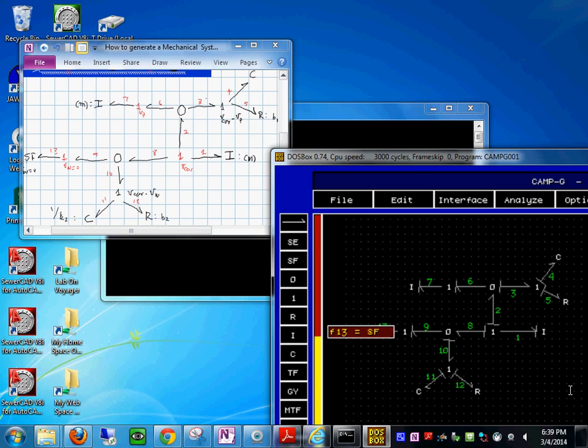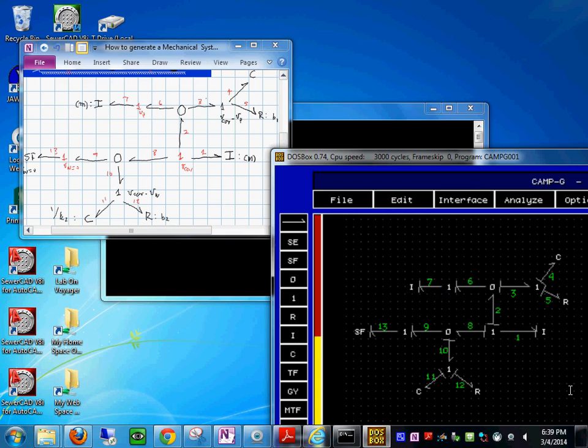This allows you to see that this picture that we have is very different than the picture on paper. Because the picture on paper just indicates how the elements are connected, but the one in CAMG actually has the equations behind it.